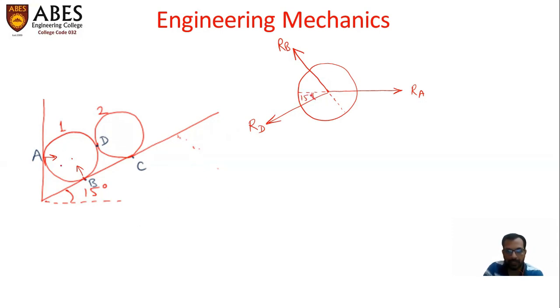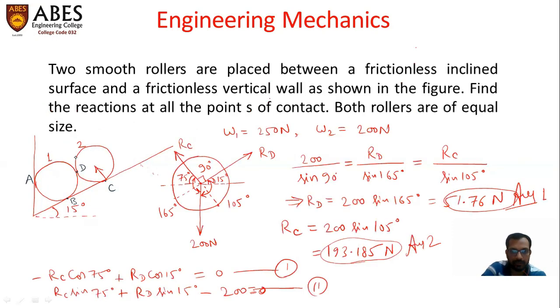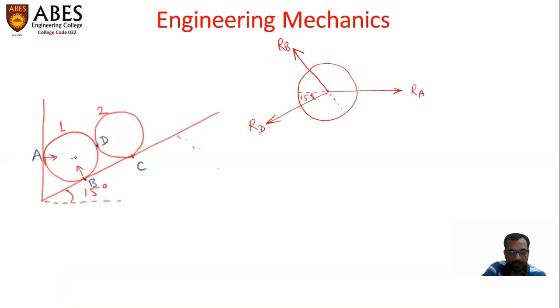And the last force will be the weight of this roller. What is the weight of this roller? The weight of this roller, roller number 1, is 250 newtons. So it's 250 newtons acting vertically downward. So this is the free body diagram of the first roller. Okay, this angle is 75 degrees as discussed earlier. So let us write the equilibrium equations by resolving these four forces into the horizontal and vertical direction.